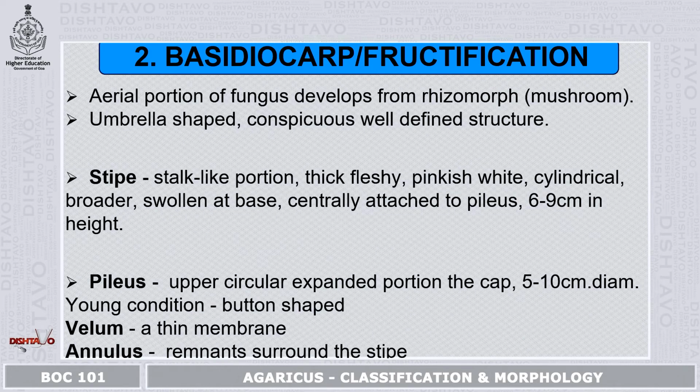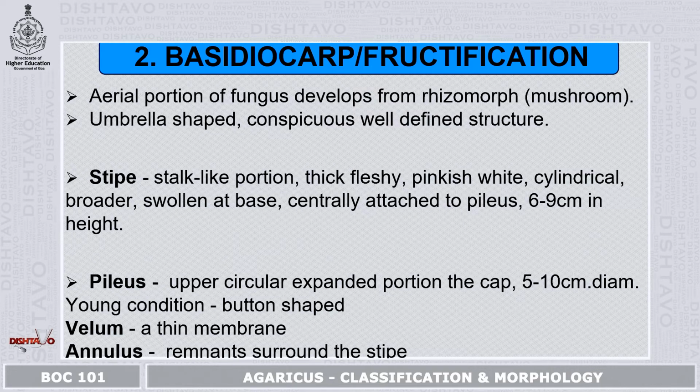Basidiocarp, or the fructification, is the aerial portion of the fungus, and it is commonly called mushrooms. It's an umbrella-shaped, conspicuous, well-defined structure consisting of the stipe and pileus. The stipe is a stalk-like portion. It is broader, swollen at the base, and centrally attached to the pileus, 6 to 9 centimeters in height.